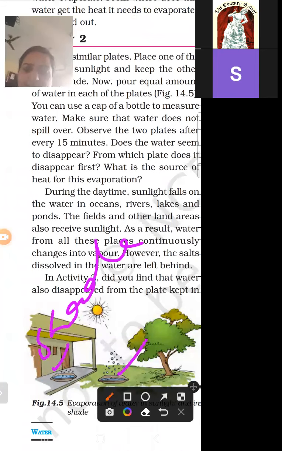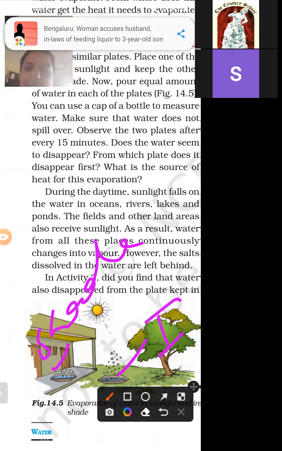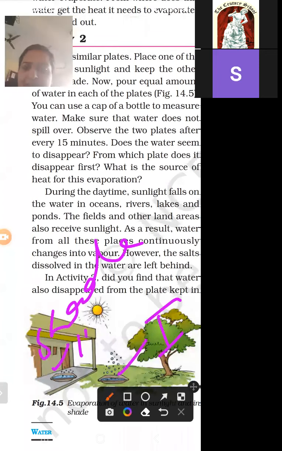तो किस प्लेट में इवेपोरेशन फास्टर होगी? फर्स्ट प्लेट में इवेपोरेशन फास्टर होगी. और सेकंड में भी इवेपोरेशन होगी या नहीं? यस, सेकंड में भी इवेपोरेशन होगी बट लेस होगी. सनलाइट की कुछ हीट यहाँ पर भी ट्रांसफर हो जाती है. देन वाटर ऑल्सो इवेपोरेट फ्रॉम द सेकेंड प्लेट.